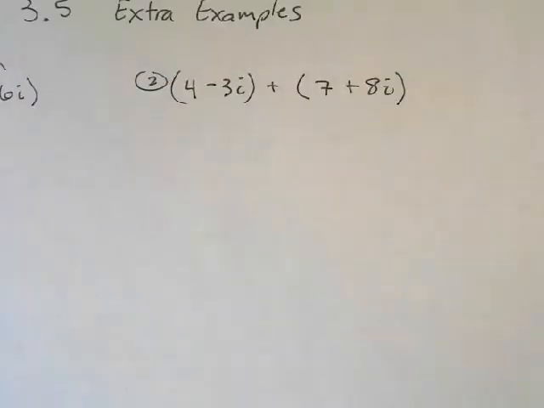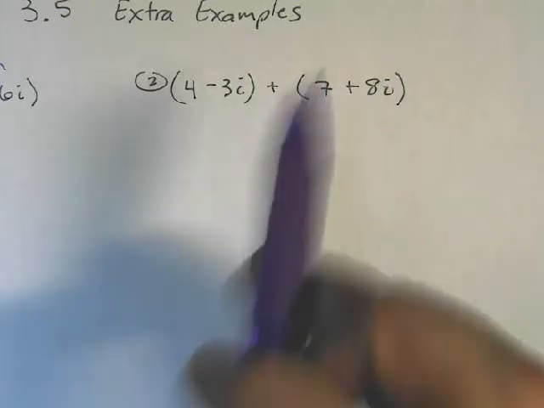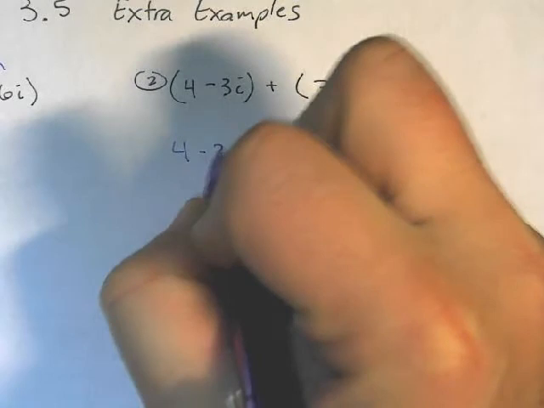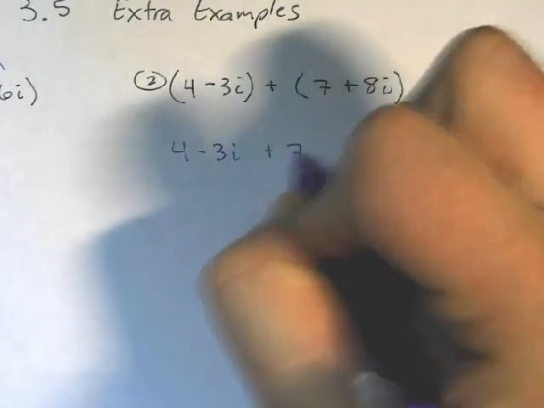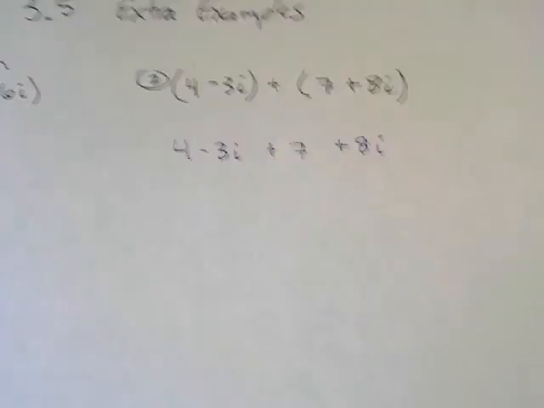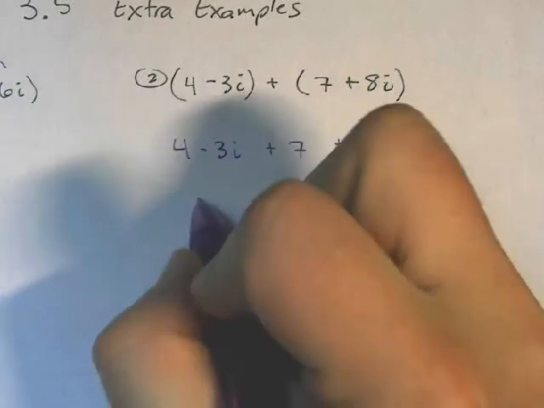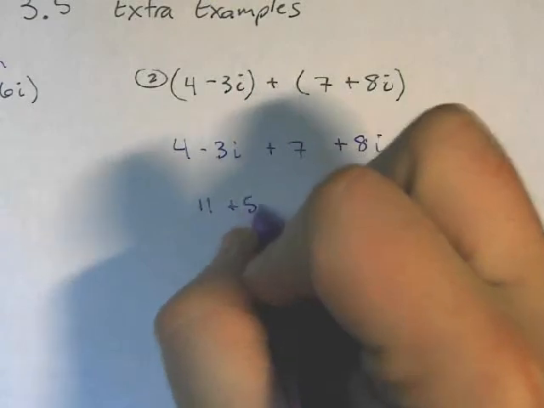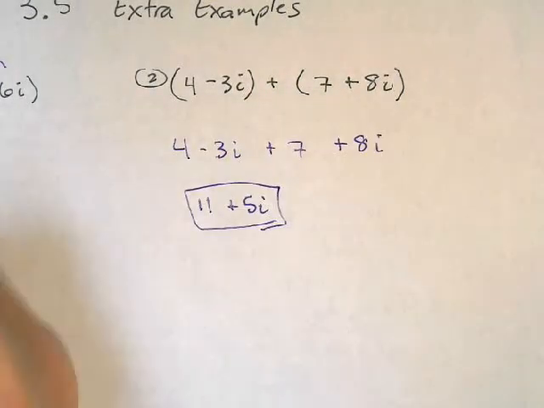So here's number 2. Again, feel free to pause right here and try it on your own. Since they have a plus sign in the middle, there's no need to distribute a negative. Everything's going to stay the same, so we can just drop our parentheses. So I have 4 minus 3i plus 7 plus 8i. Now I'm just combining like terms. 4 plus 7 is 11. And then negative 3i plus 8i will be a positive 5i. And we're done.